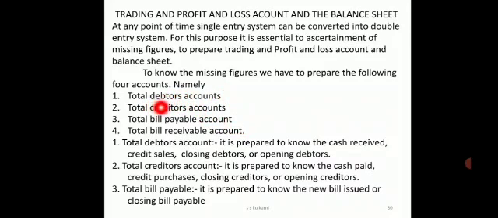They are the total debtors account. Now total debtors account is an asset account. To know the cash received from the debtors, that is, what amount is paid by the debtors during the year, is called cash received. Then the amount of sales made on credit basis. Then I may have to know the closing debtors or the opening balance. So if any information relating to debtors has to be known, then I have to prepare total debtors account.